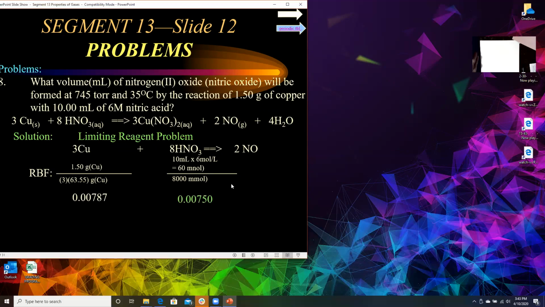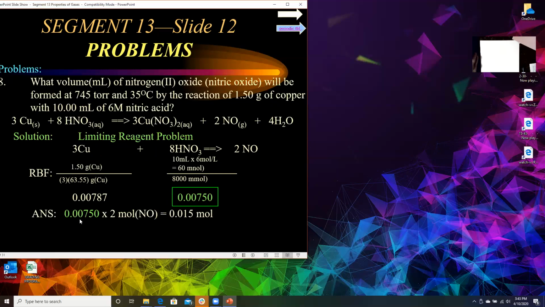And so I've got two rebalancing factors. The one for copper is 0.00787. The rebalancing factor for the nitric acid is 0.00750. That's the smaller of the two, so that is the rebalancing factor that we would use in solving the problem.